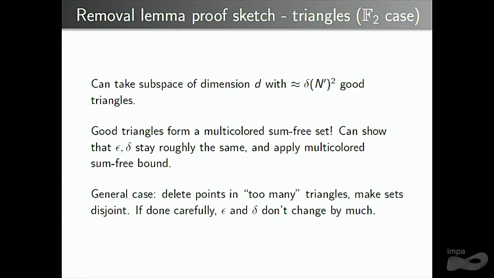Then in the general case, we delete points that are in too many triangles and make sets disjoint, and if we do this carefully, then epsilon and delta don't change by too much.